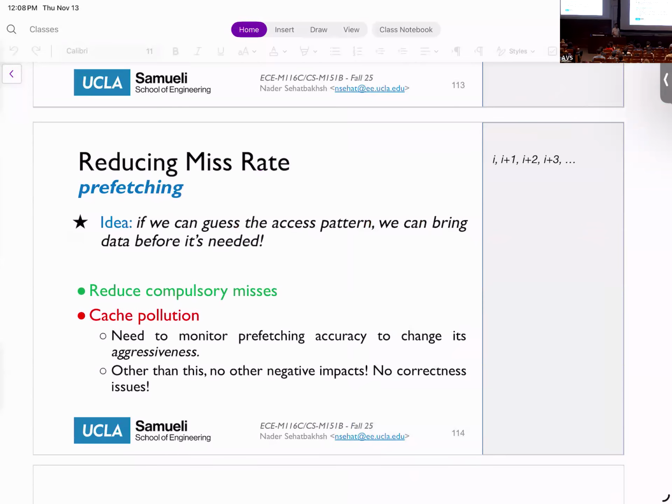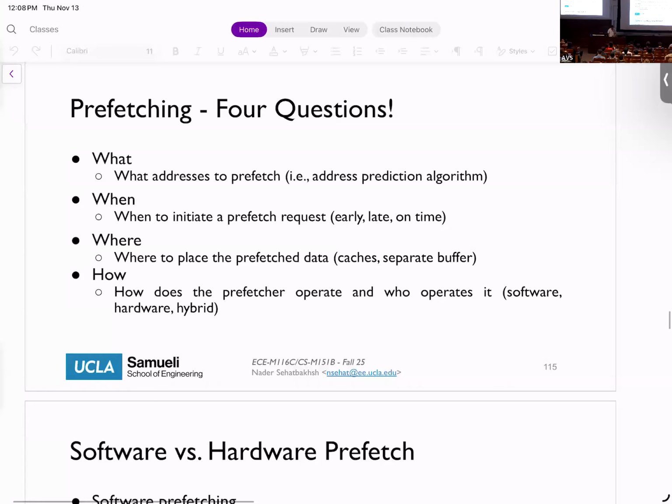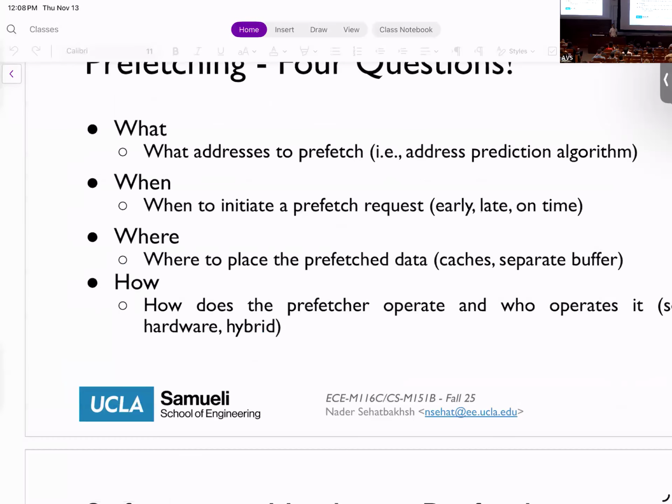You have to be careful about prefetching as well, similar to others. You want to bring things, but you don't want to bring a lot of things, because if you do and you don't use them, or your prefetcher logic is not very accurate, then it will lead to cache pollution again. So with prefetching, you have to be careful about that. For prefetching, you need to answer four specific questions. What addresses should we prefetch?